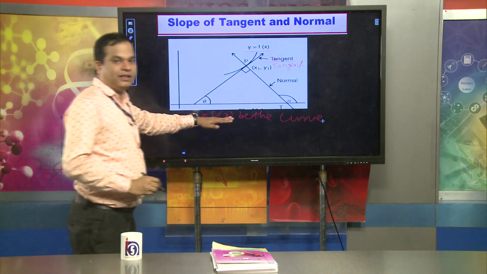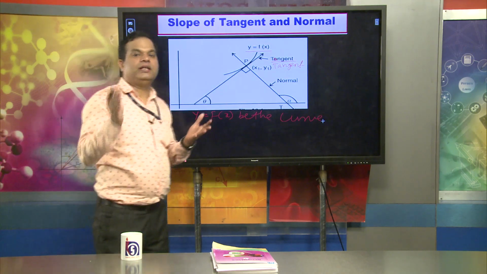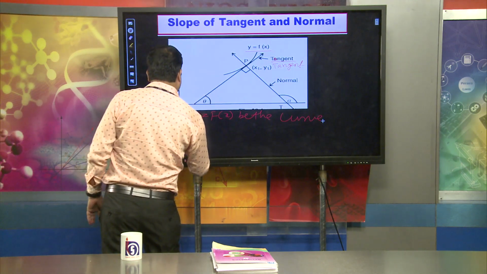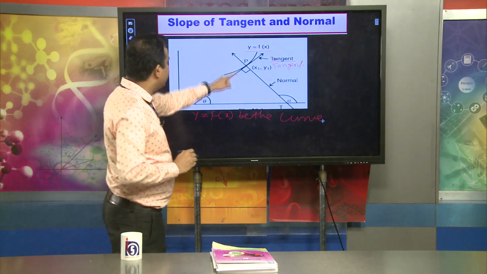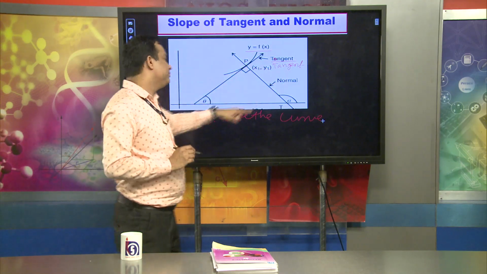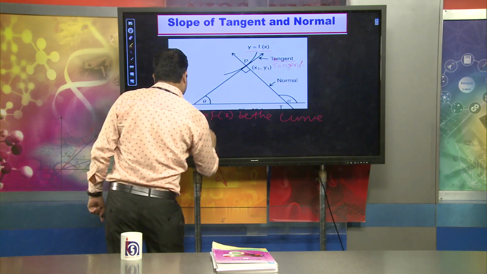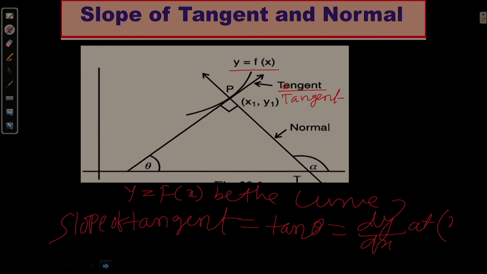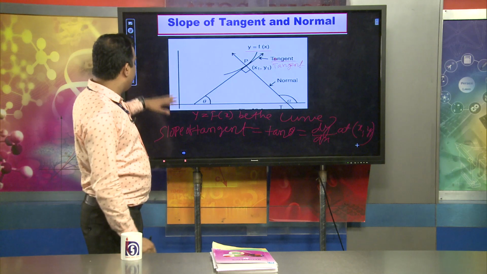When talking about tangent, you already know that it is the slope of the tangent, that means tan theta. The slope of the tangent of the curve y equal to f of x at the point P(x1, y1) is equal to tan theta, that is dy by dx at the point (x1, y1). That is the slope of the tangent.